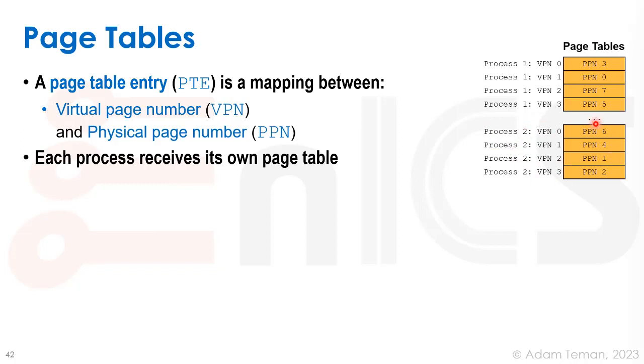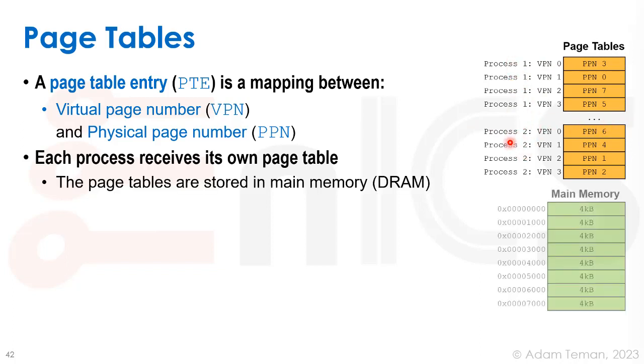Process 2 has its own page table, and as we see here, when we go to VPN 0 but we're in the context of process 2, then the physical page number that it's pointing to is actually physical page number 6. And so therefore we can have the same address over here that points to 2 different physical pages, and therefore these 2 processes are not overlapping each other.